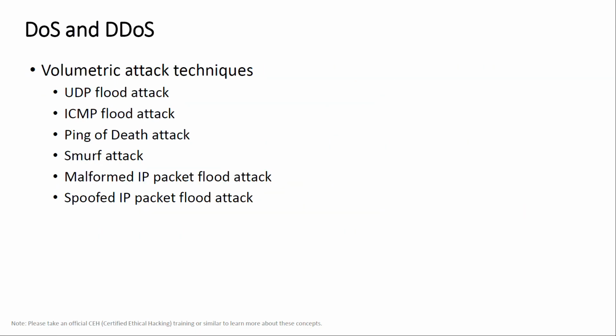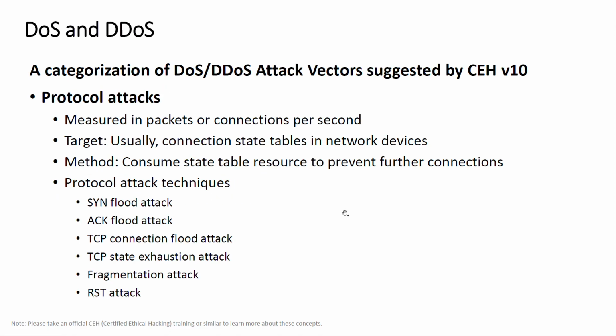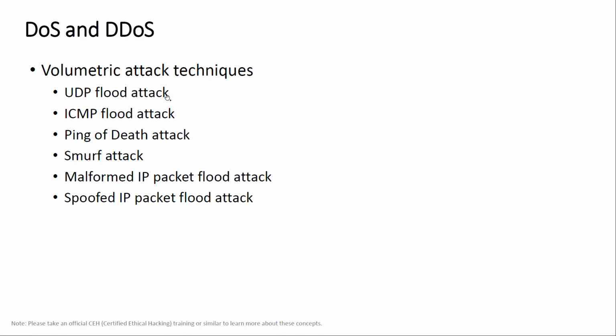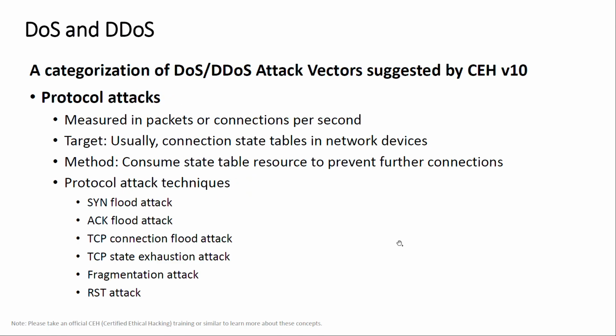So there are many attack types. Some of the techniques are called UDP Flood Attack, ICMP Flood Attack, Ping of Death Attack, Smurf Attack, Malformed IP Packet Flood Attack, and Spoofed IP Packet Flood Attack. So let's talk about them. I will briefly mention a few of them in the following slides.